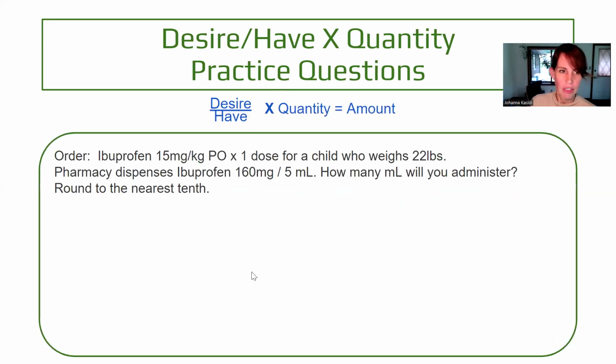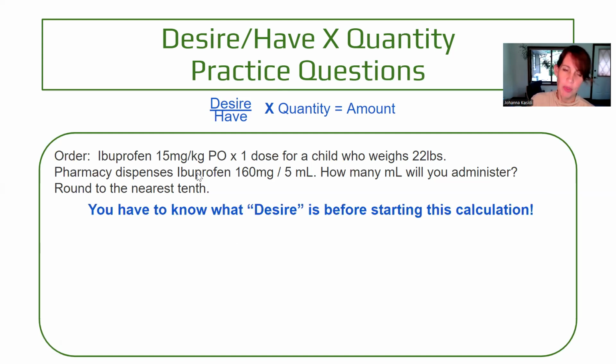All right, and I'm just going to give you a few more practice questions. Ibuprofen, we have 15 milligrams per kilogram times 1 dose for a child who weighs 22 pounds. The pharmacy dispenses ibuprofen 160 milligrams in 5 milliliters. How many milliliters will you administer? And then round to the nearest tenth. So first we know that we have a weight. So the very first thing we have to do is convert.